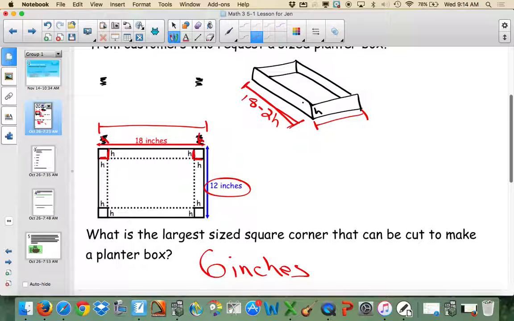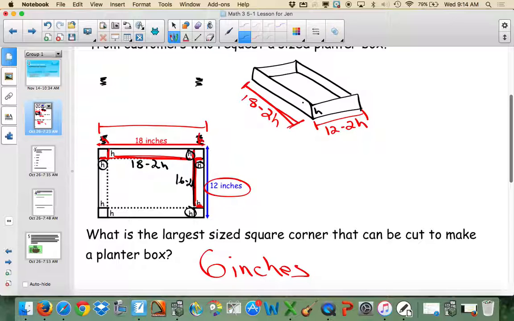And then the same thing's going to happen on the short side. There I'm going to get 12 minus 2h because I'm taking an h and an h off of this one. So we're really just calling these inside parts what they are. This is my 18 minus 2h because I had the h here and the h there. And then from here to here is going to be 16 minus 2h because of that h and that h.